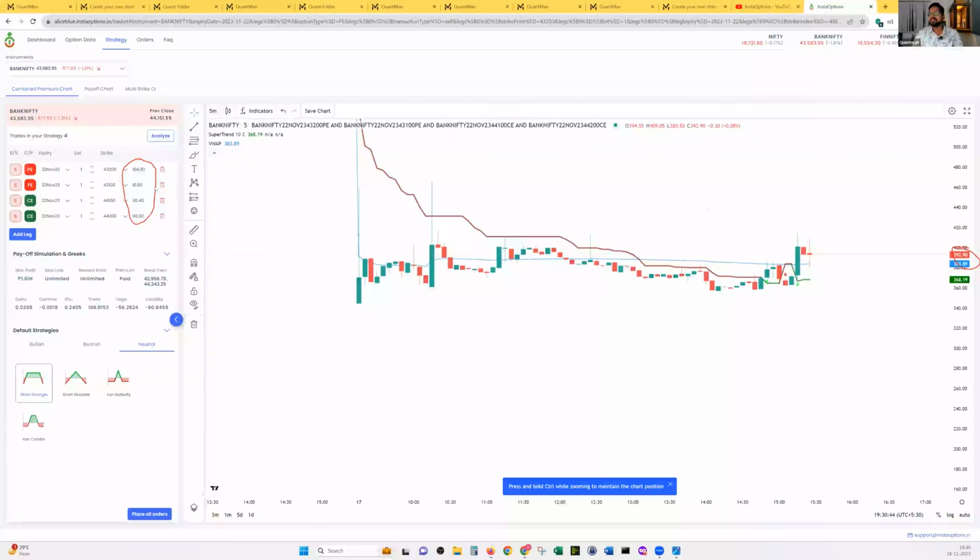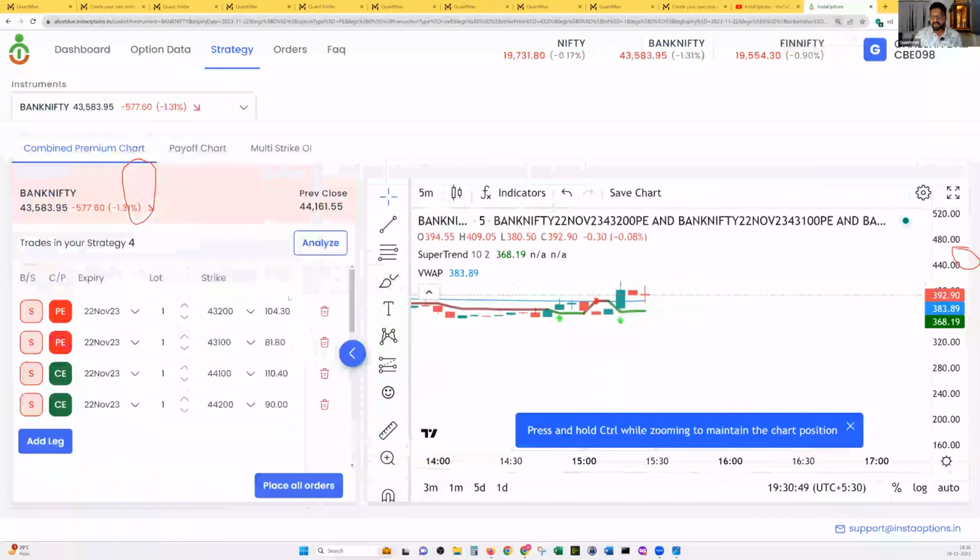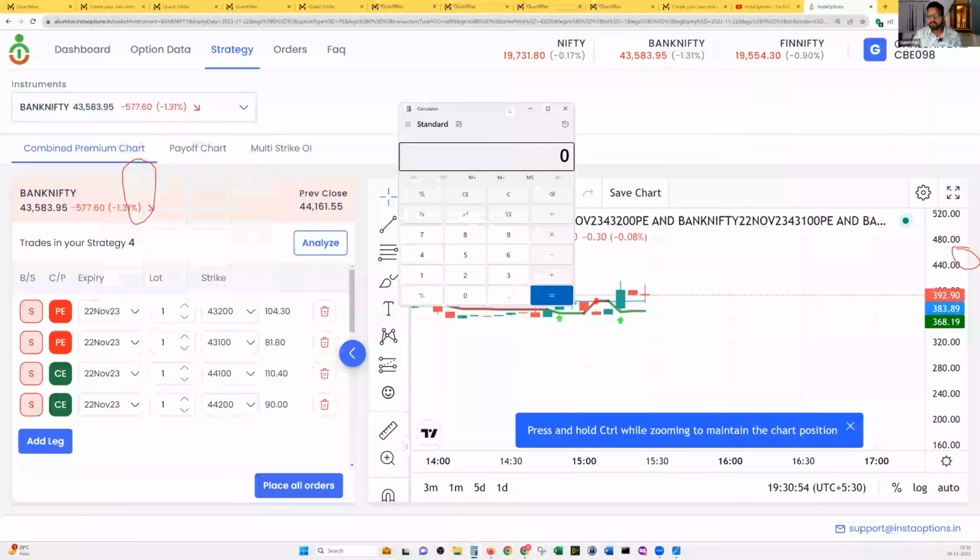Come on, guys. So let me just zoom it. Okay, you guys, so we have 392.9 as the combined premium. Let me just keep it as 393. So what I say is, if this premium goes to 400, which means that I'll be in loss, or I'll be in profit? If this 392 goes to 400, I'll be in profit or I'll be in loss?